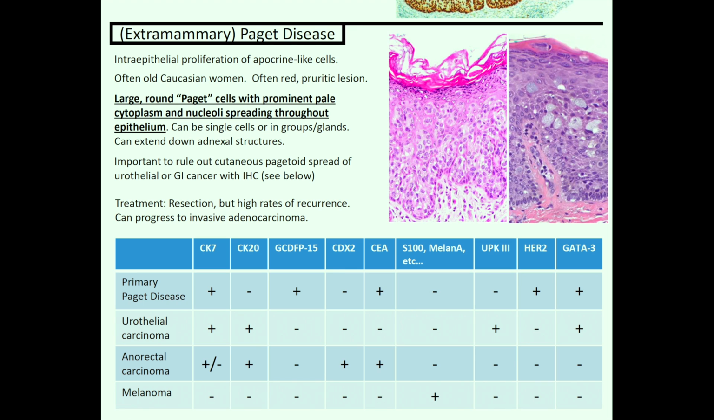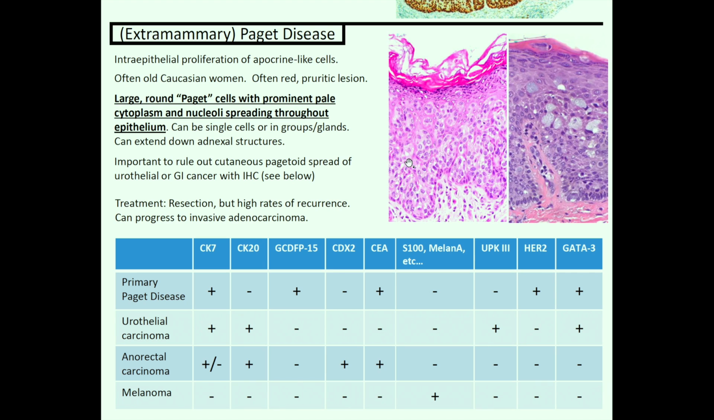It's important to rule out cutaneous pagetoid spread of urothelial or GI cancers with IHC, which we'll talk a little bit about below in this table. And the treatment for extramammary Paget's disease is resection, but there are high rates of recurrence, so Paget's can progress to invasive adenocarcinoma, and you can see some of this pagetoid spread throughout the epithelium.